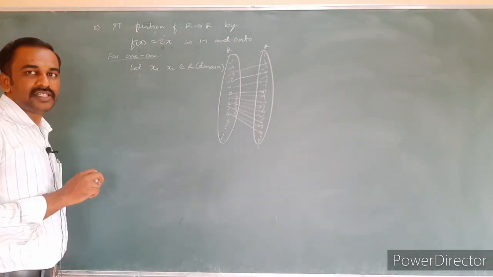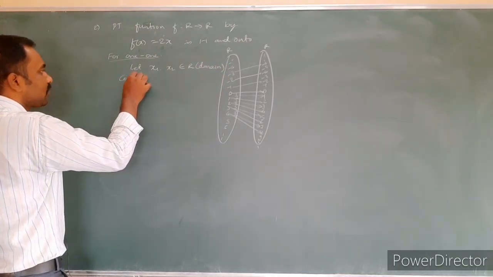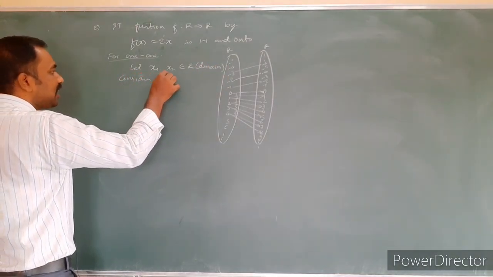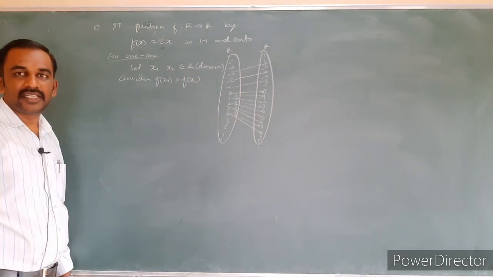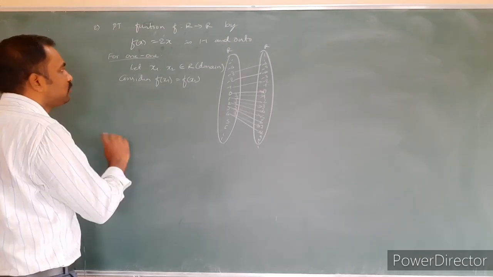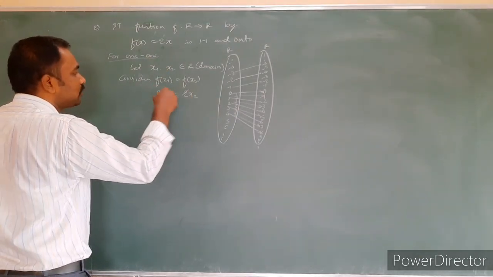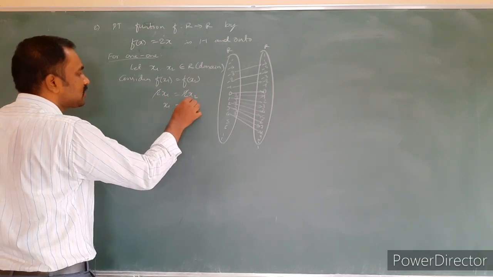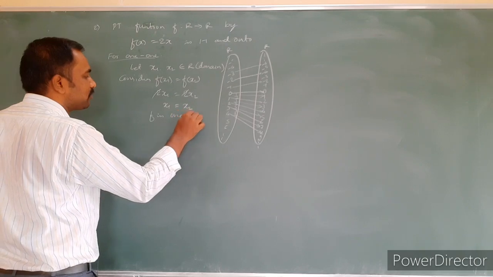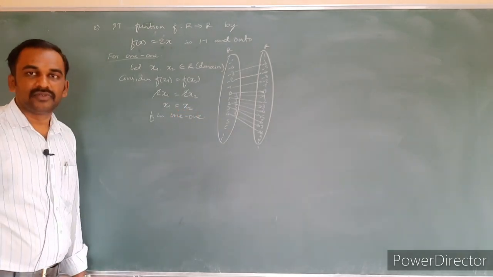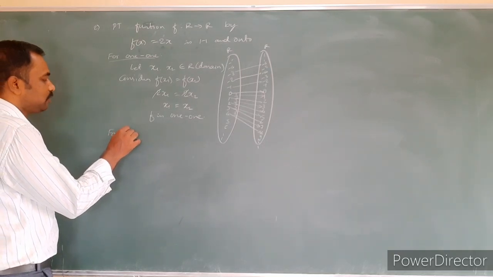x1 and x2 are present in the domain set. I am just considering that the image of x1 and the image of x2 under the function f are the same. What is f of x1? That is nothing but 2x1. f of x2 is nothing but 2x2. 2 gets cancelled, x1 is equal to x2. Therefore, we can say that f is a 1-1 function. Okay. Next. Over. Now for onto.